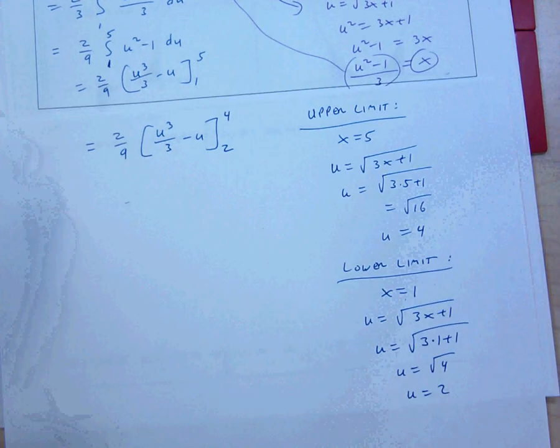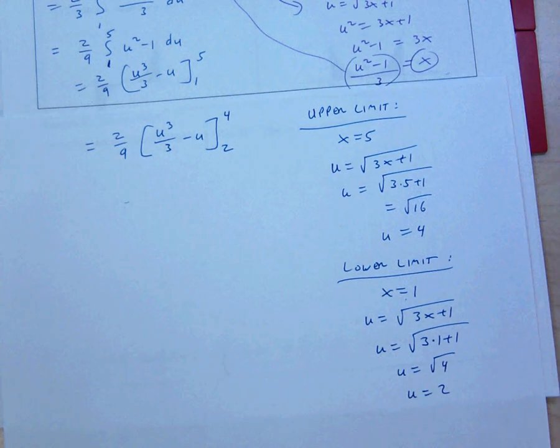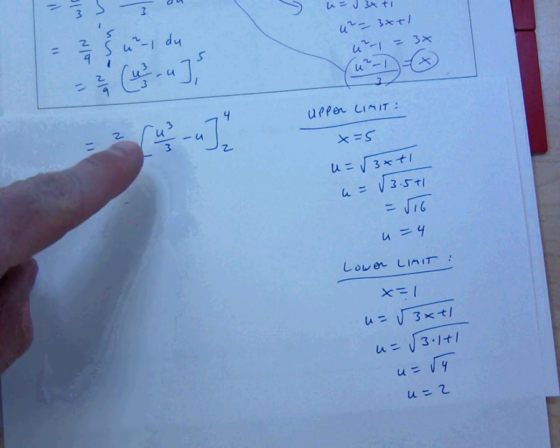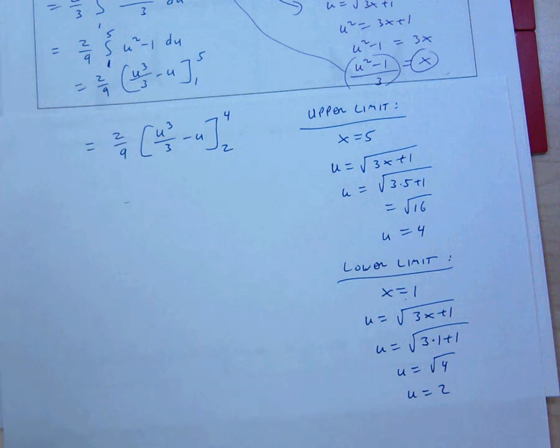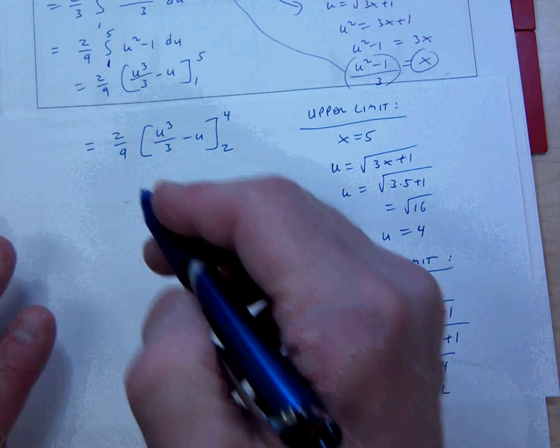And so by changing the limits, I can make the rest of this a lot less messy, can I? Yes? Okay, and so from there, how do I finish, guys? You tell me. How do I finish this now? What do I do? Yeah, substitute in the 4 and subtract what I get when I substitute in the 2. Isn't that proper procedure from here? Okay, so let's do it.